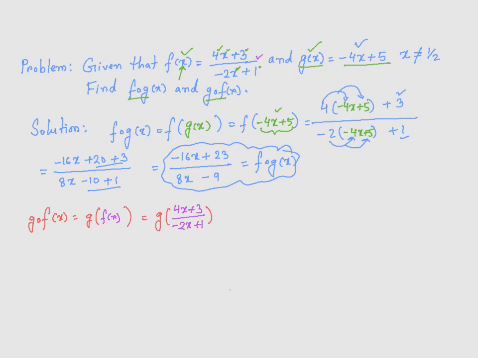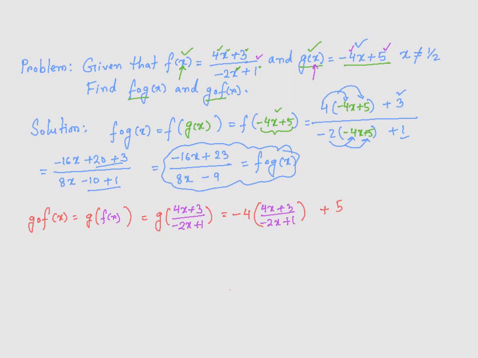Now I should be asking the question, what does g do to its input, x? In the function definition, we see that it takes x and multiplies it by negative 4 and adds 5 to the result. It's going to do the exact same thing. So let me go ahead and do it here. It's going to be negative 4 times the input and then add 5 to it. In my case, the input is 4x plus 3 divided by negative 2x plus 1.